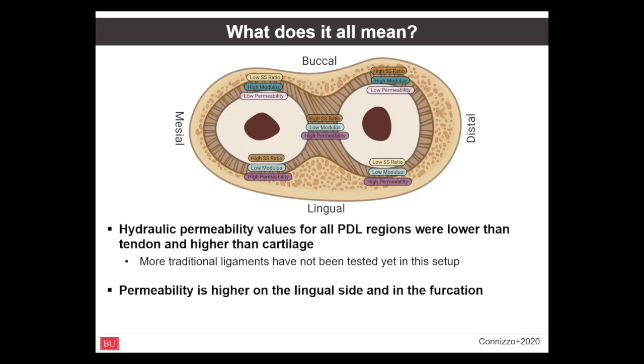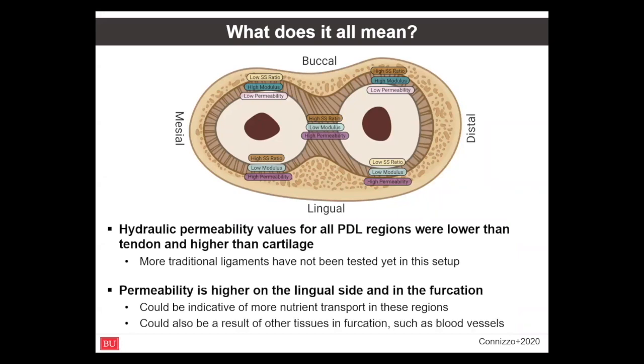We also found that permeability is higher on the lingual side and in the furcation, which is interesting because this could be indicative of more nutrient transport. So the lingual side is where your tongue is. Obviously, there's also bacteria and spit on that side. And so it's potential that you require permeability on the lingual side because that's where all of the nutrients are coming in. It could also be a result of different other tissues in the furcation.